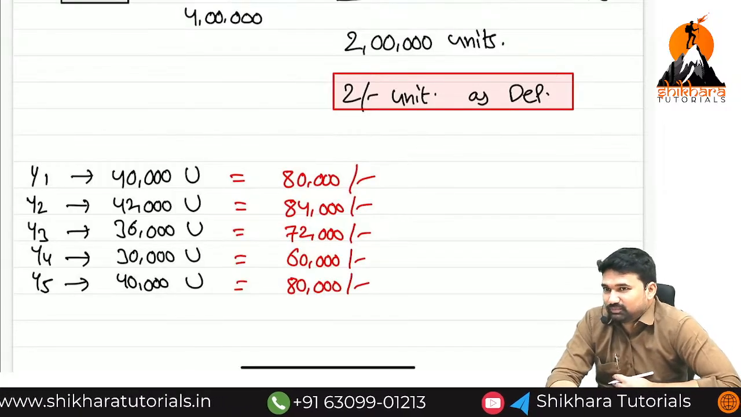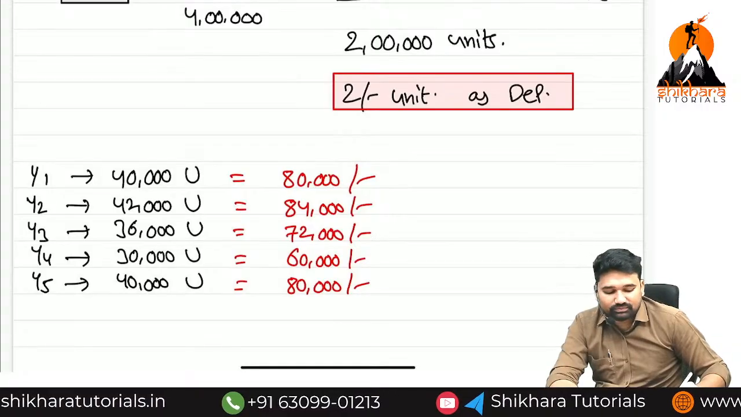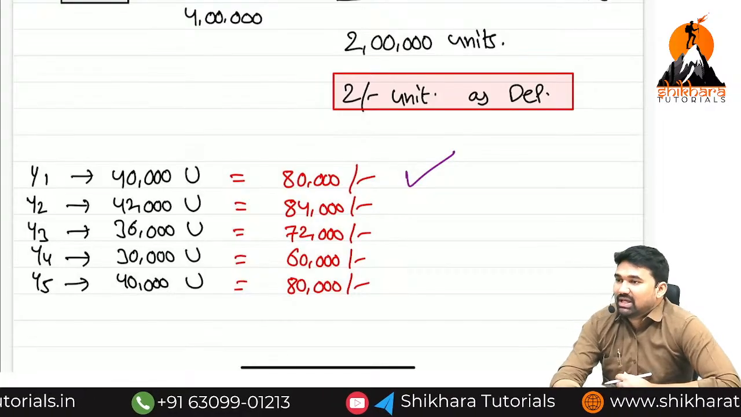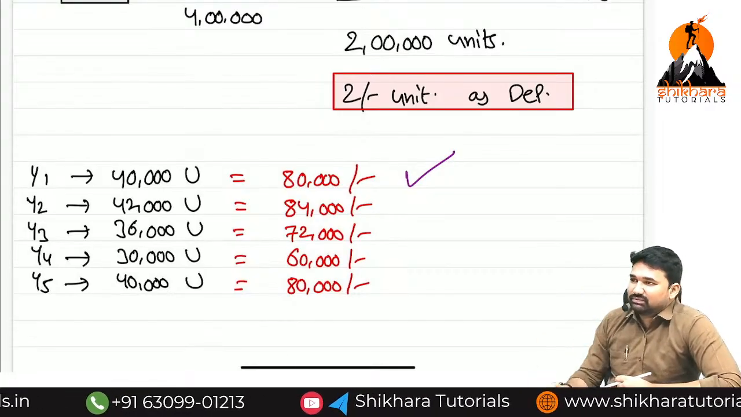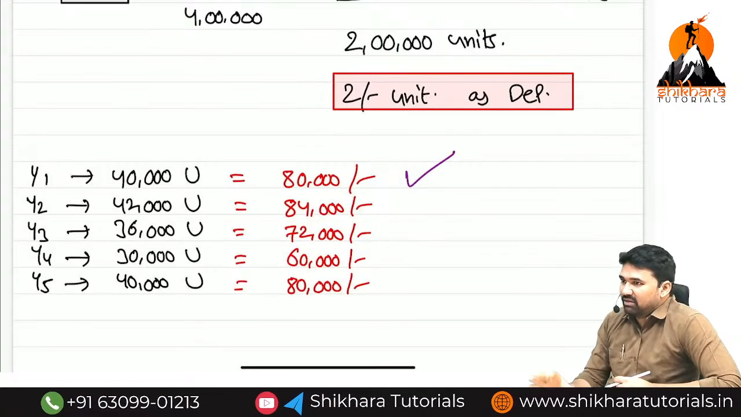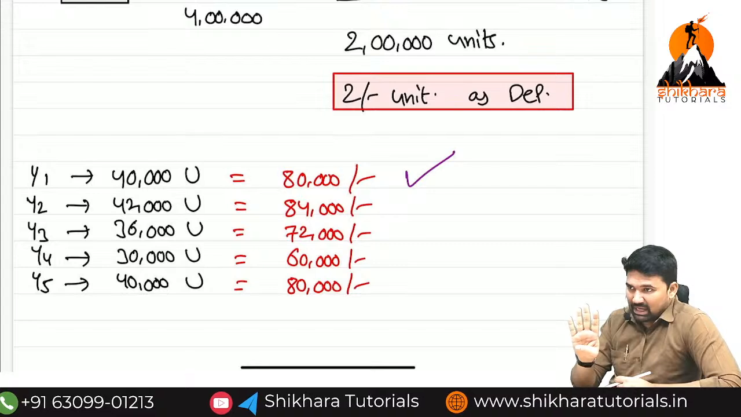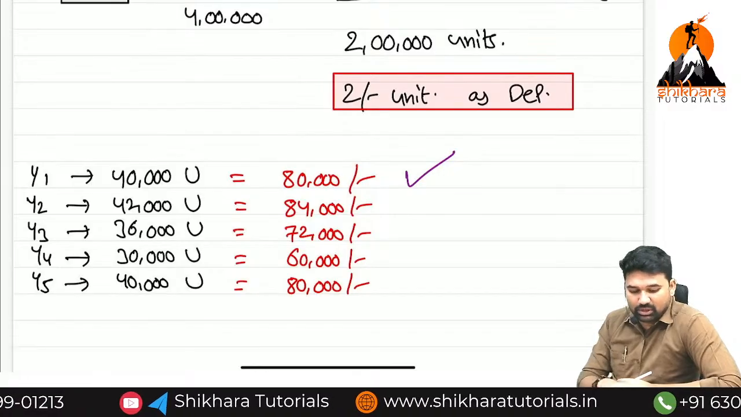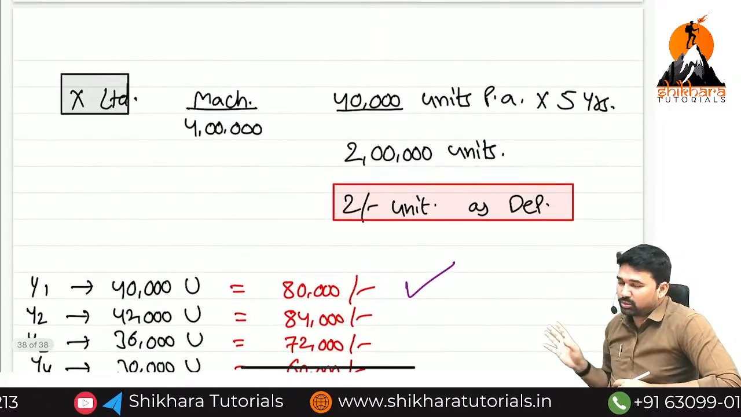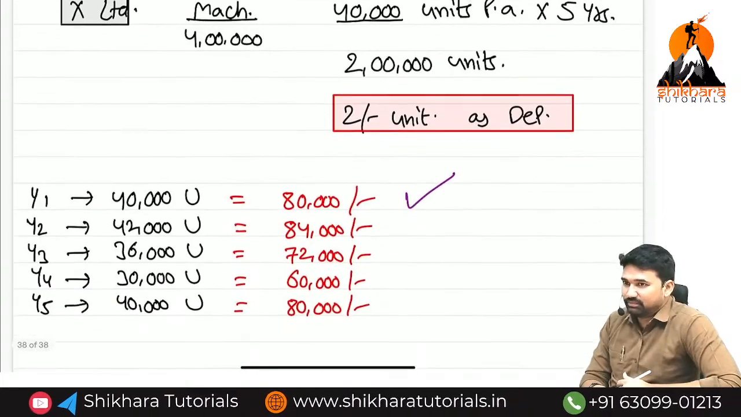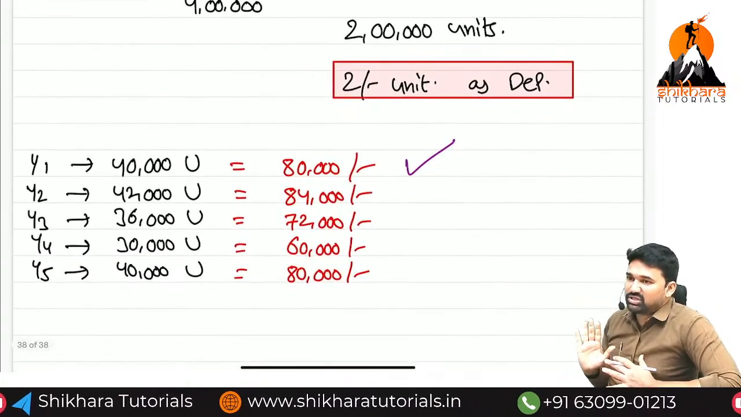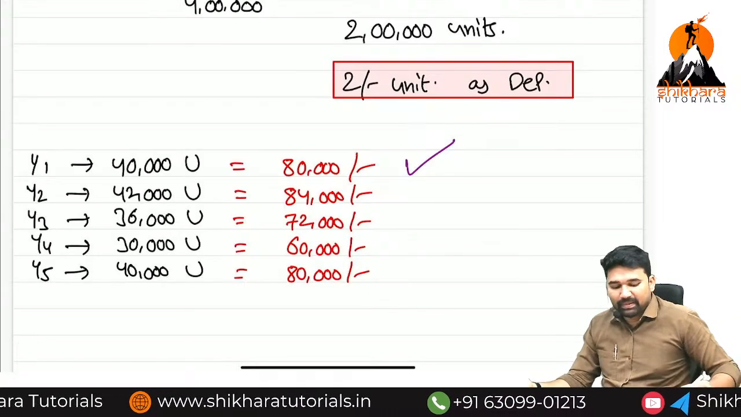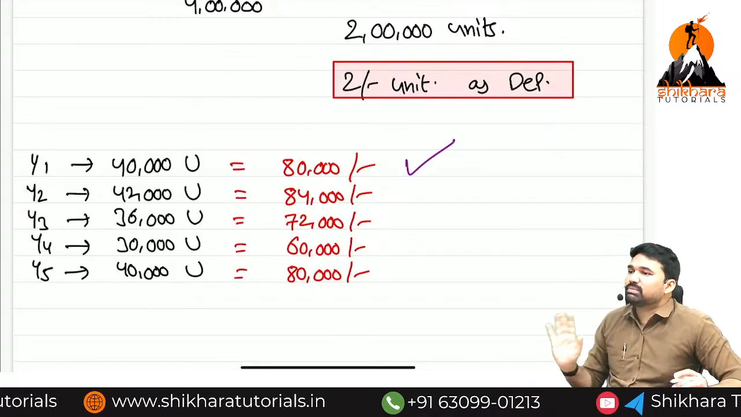Listen carefully now. In first year, there is no under absorption and there is no over absorption. The depreciation has been charged correctly. 80,000. We have spent 4 lakh and we have decided to produce 40,000 units per annum, and ultimately we are going to produce 2 lakh units in entire life. So we have to recover 4 lakh from the machine before the end of 5 years. So on an average, we have to recover 80,000 per annum.